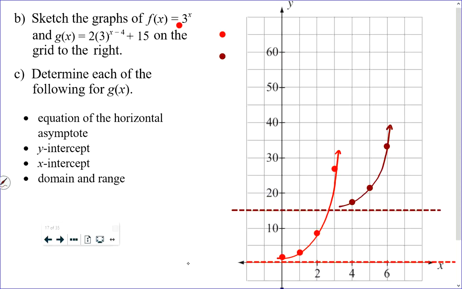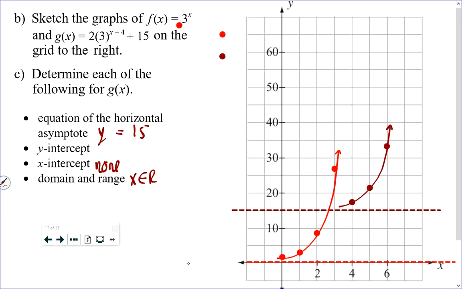For g of x, we're asked for the equation of the horizontal asymptote. Well, that will be y equals 15. The y-intercept, which we'll get to. The x-intercept, there is none. The domain and range. Hopefully you can see the domain is any real number. And you can't do anything to 3 to the x to change that fact.